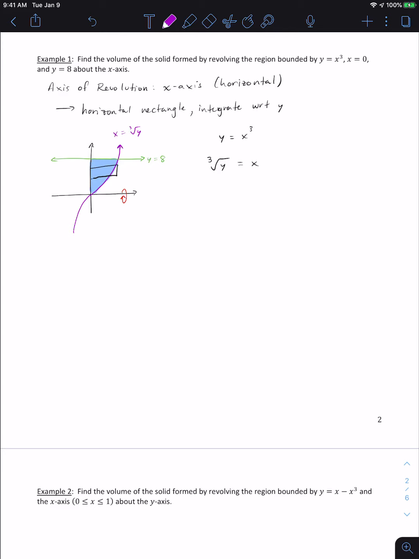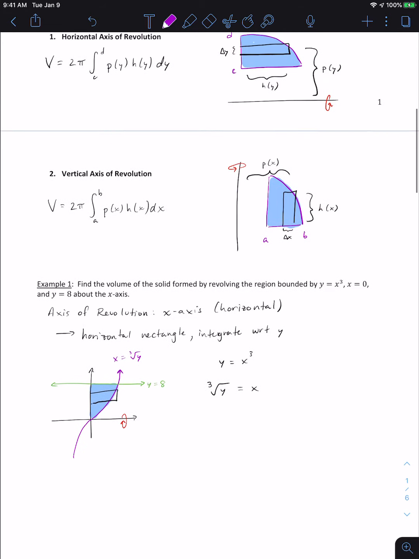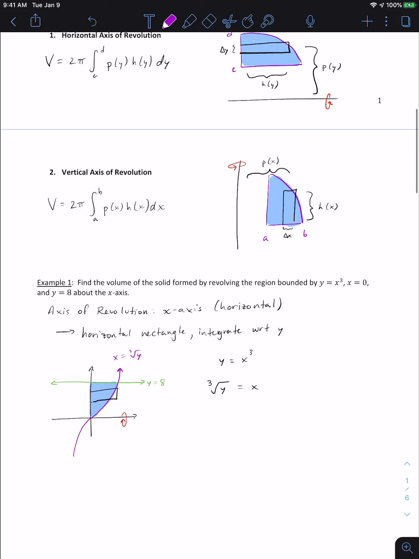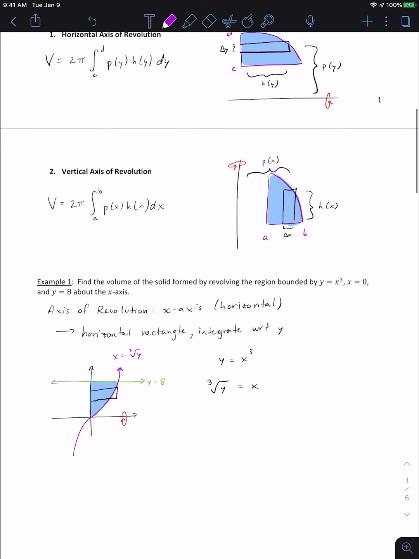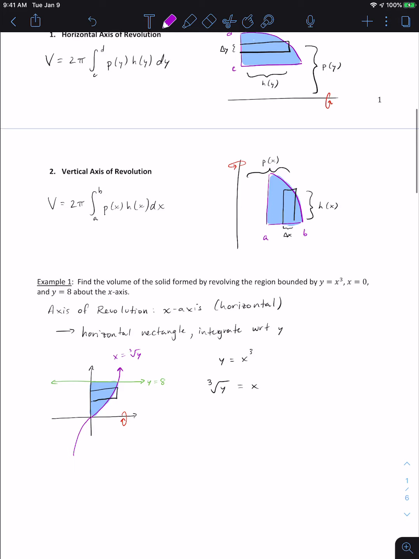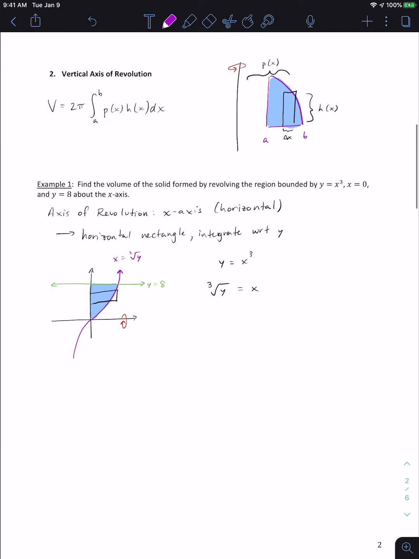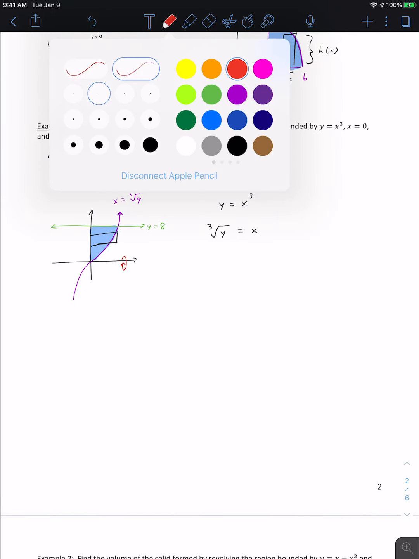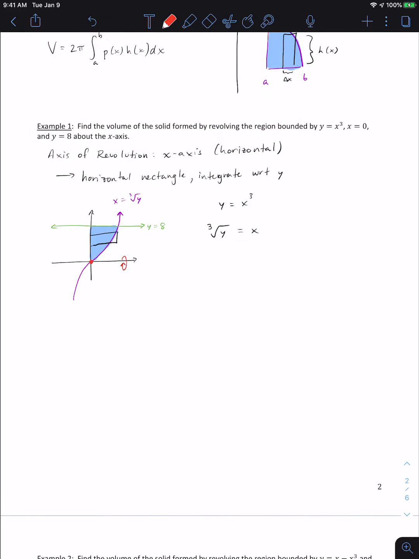Okay, so now I need to figure out my pieces, right? My formula says that I need to find c and d, my starting and ending points. I need to find p of y and h of y, right? p of y, remember, is the distance from the center of the rectangle to the axis of revolution, and h of y is the height of the rectangle. So start and finish are easy, right? Where do I start? I'm starting right here, which is 0, and I'm ending up here, which is the y value 8, right? So c and d are easy. Now we need to figure out what p of y and h of y are.